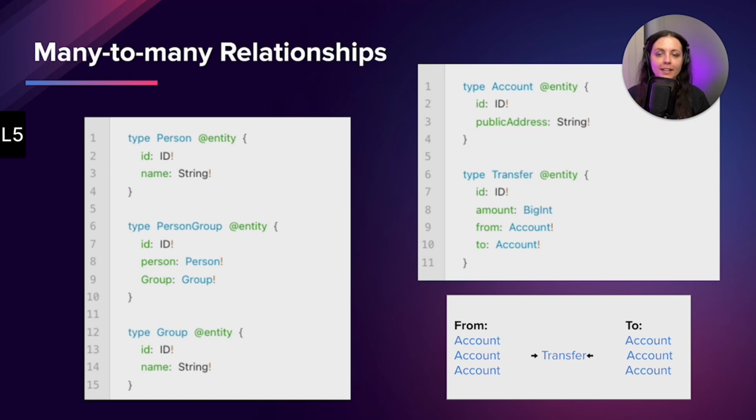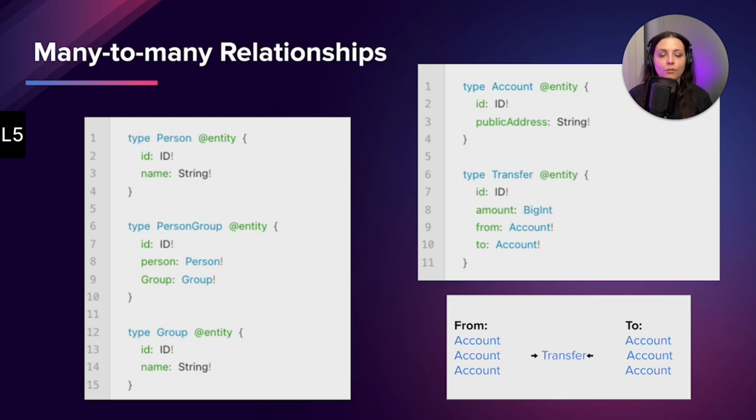Many-to-many relationship, quite an interesting situation. Let's start with looking at the first example, the one on the left. A many-to-many relationship can be achieved by implementing one entity that links to the rest of the entities. So within person group, we have the person and group entities relationship established with entity person and entity group. So person group is actually a mapping entity that connects two other entities, person and group.